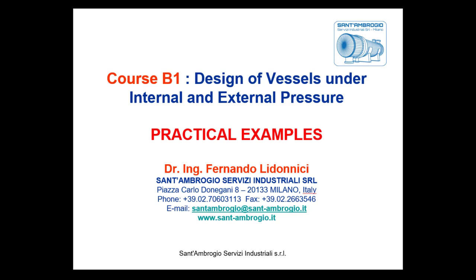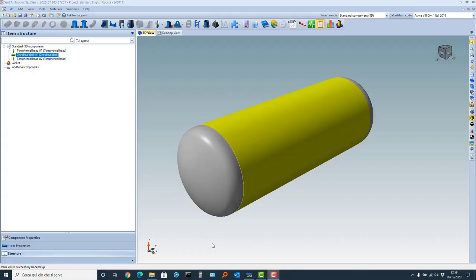And now we will make some practical examples on pressure vessel design, particularly on the design of opening reinforcement. Well, we have here a cylindrical vessel. The vessel is horizontal. It's composed by a cylindrical shell with two torispherical ends. Now we want to add a nozzle on the cylinder. So we start, first of all, let's look a little bit at the characteristics of this vessel.